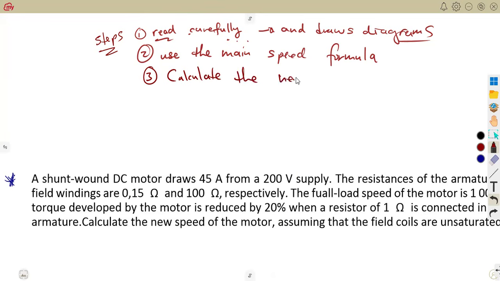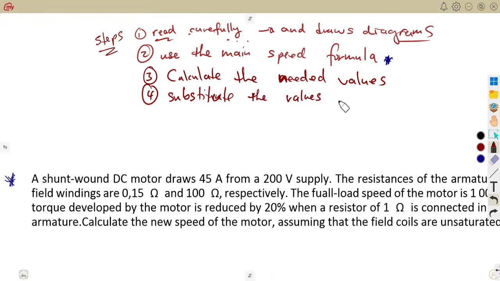Calculate the needed values. Remember your speed. There's a condition that you're given that you need to answer. You have to go back to that formula after calculating. So meaning to say, definitely you're supposed to substitute the values that you obtained when you were calculating into the formula.